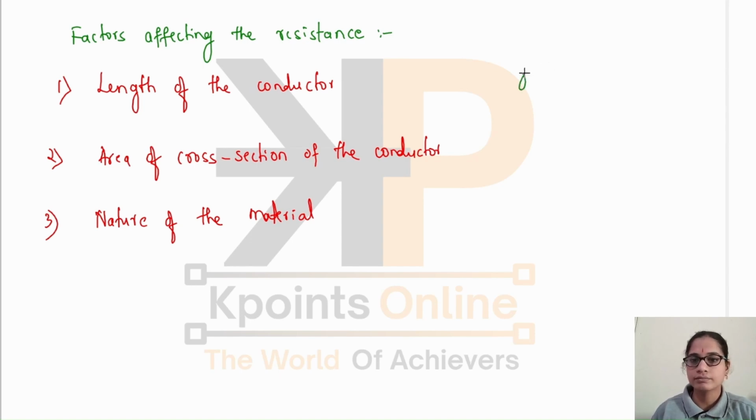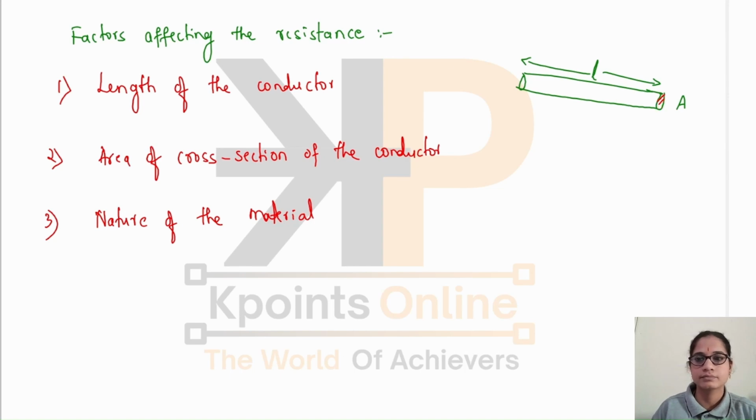Suppose this is a metallic wire. It is a conductor having length L and it is having area of cross section A. What do we mean by area of cross section? This area which you are seeing here is called the area of cross section. We know that the wires used in electrical appliances are cylindrical in shape and have an area of cross section.